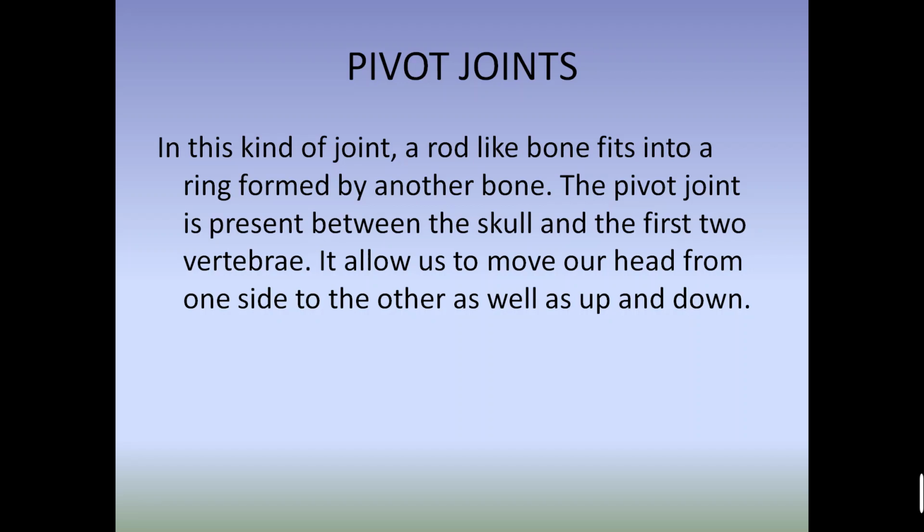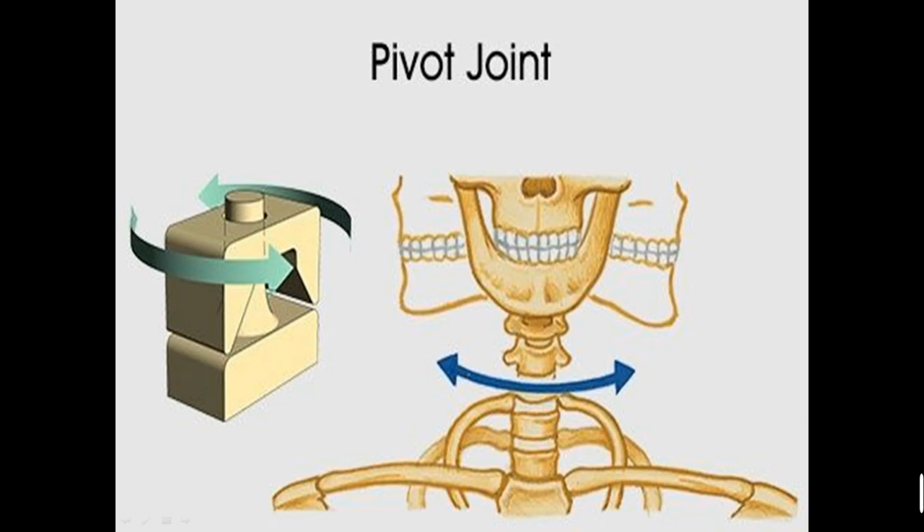Pivot joint. In this kind of joint, a rod-like bone fits into a ring formed by another one. The pivot joint is present between the skull and the first two vertebrae. It also allows us to move our head from one side to another as well as up and down. So this is the image of the pivot joint.